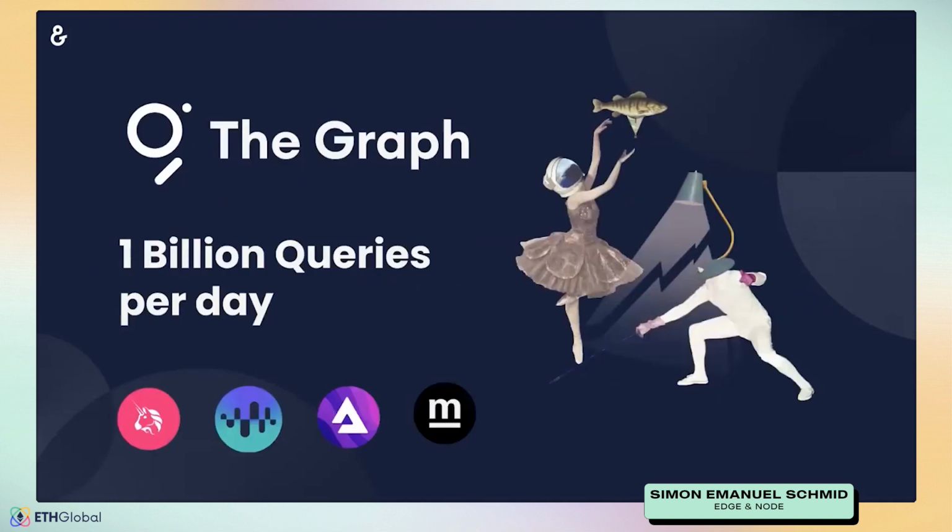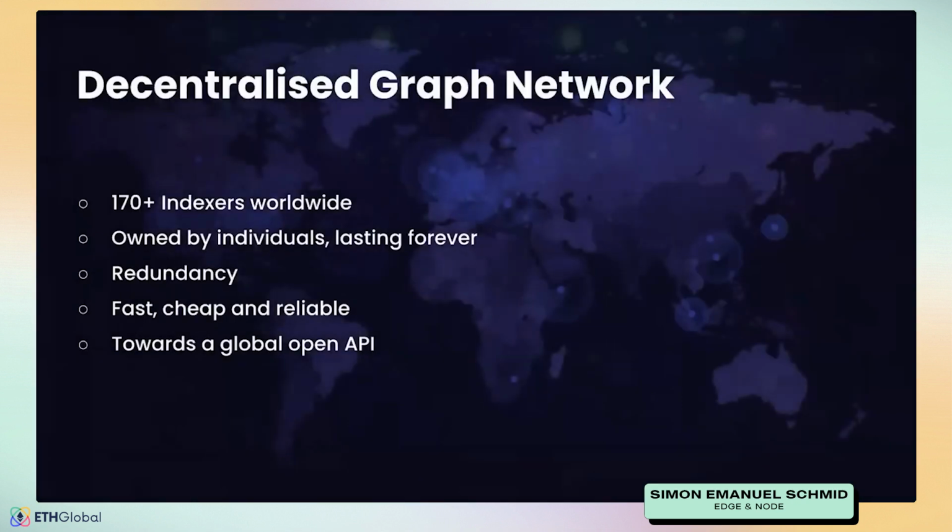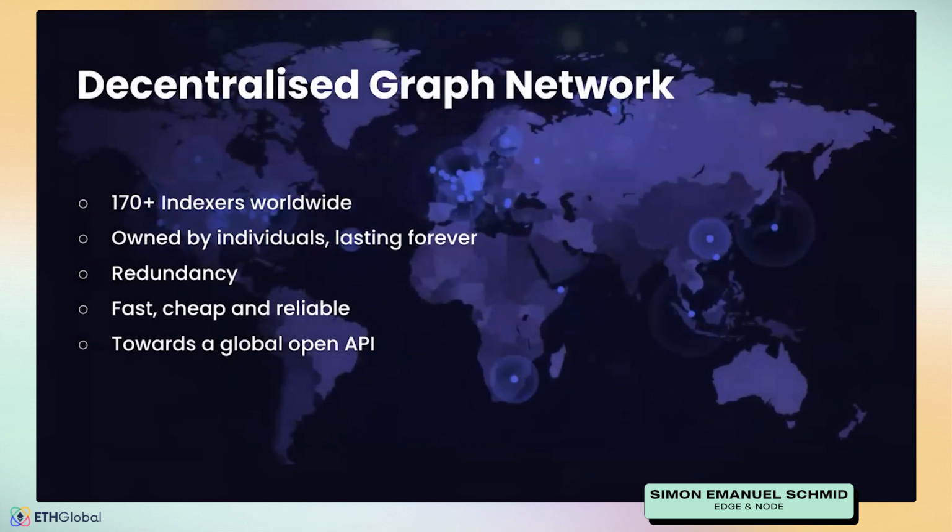On those services, we currently see 1 billion queries per day, or even a little bit more, depends. So it is really powering a lot of the dApps that we see currently. Uniswap is the most famous example that uses this, but we have also others like Enzyme or Audius or mStable. There are a bunch of them. And it's not only the hosted service, it's also a decentralized indexing network protocol. So there are more than 180 indexers, I think, currently worldwide, owned by individuals.